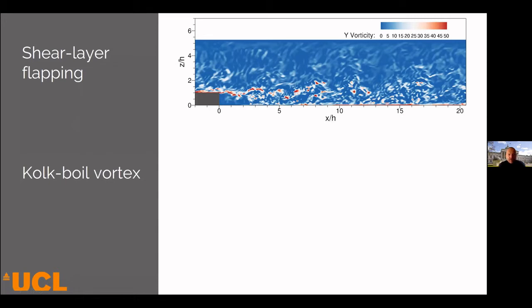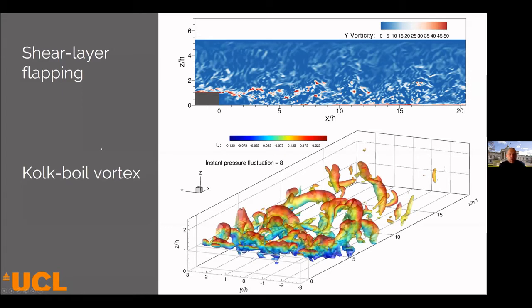Having a look at this in a little bit more detail, you can see again this vorticity plot. Areas of high vorticity are red. So there's this shear layer. It also is unsteady in time. And if we look at the turbulent structures associated with it, you can see close to the step this sort of roller, as it's called, and that roller basically comes from the roll up of the shear layer.